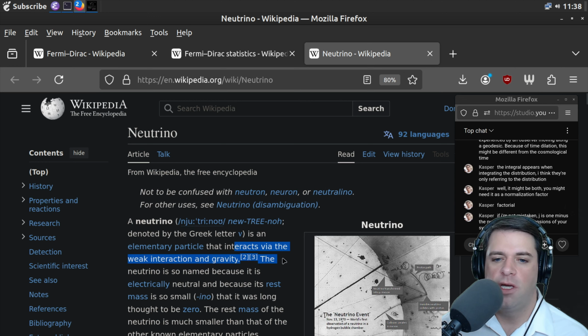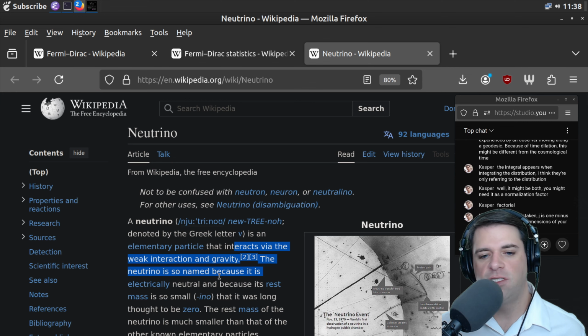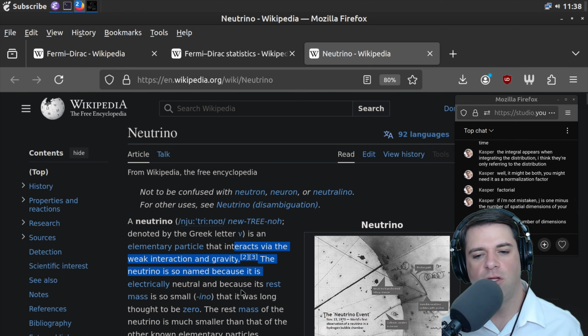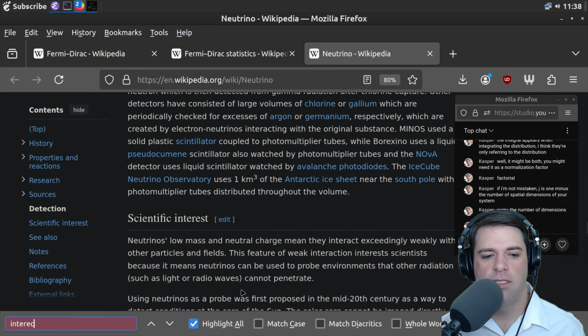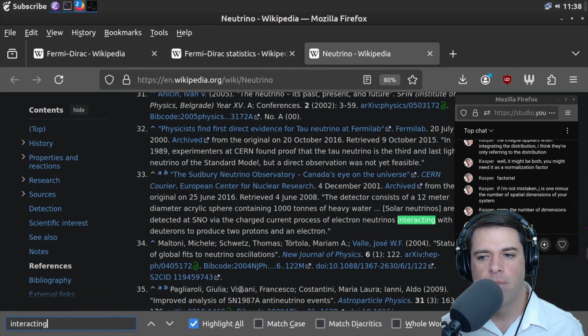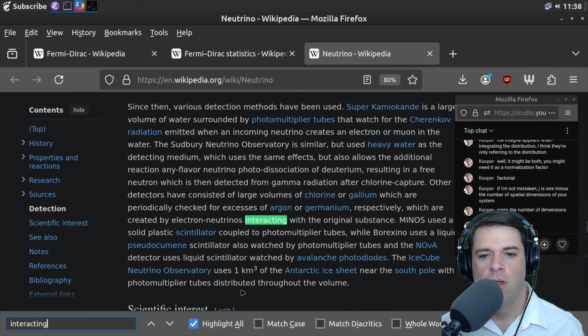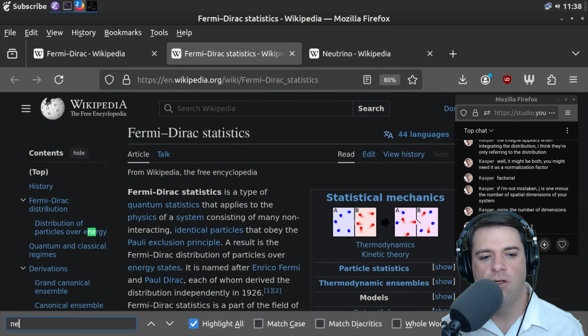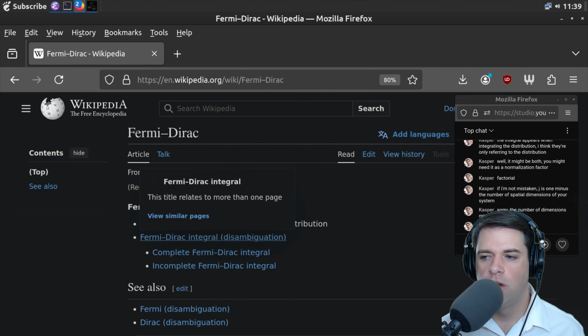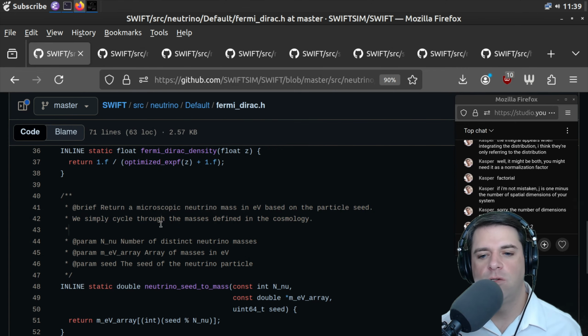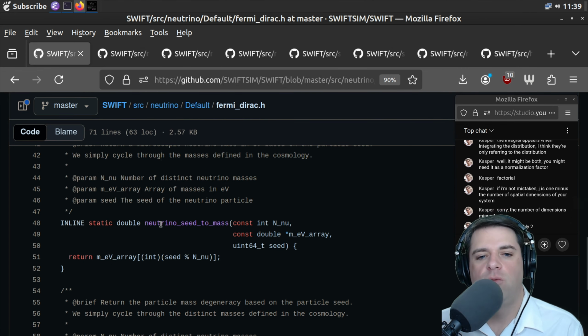That interacts via the weak interaction and gravity. It's electrically neutral and its rest mass is so small that it was long thought to be 0. Okay. I'm going to just guess that we're using Fermi-Dirac with neutrinos because they don't interact much, but I'm not sure. Oh, number of dimensions minus 1. Okay, so it's 2, which would be easier to compute.